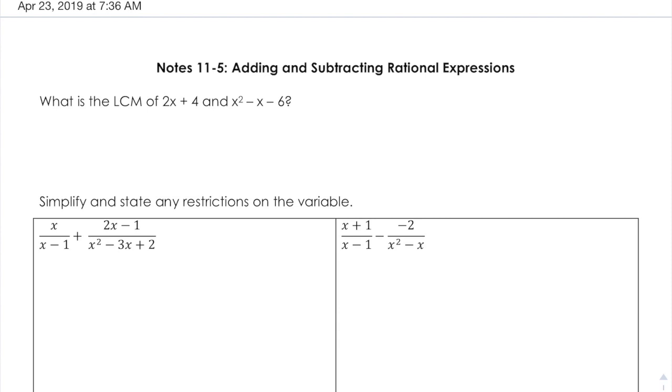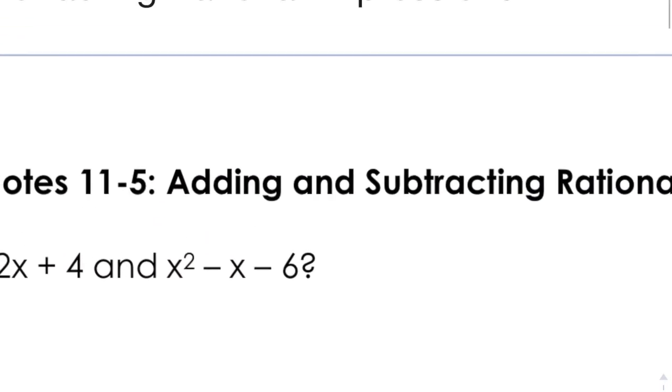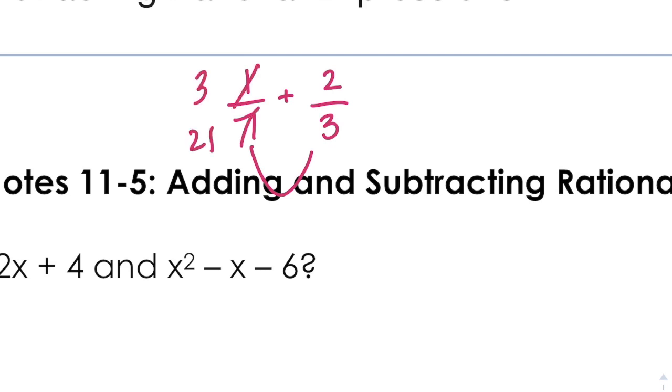So the first step in adding and subtracting rational expressions is to factor them and find the LCM. If you were just adding and subtracting normal fractions, say 1/7 plus 2/3, well, 7 and 3 both go into 21. So I'm going to multiply 1/7 by 3 and 3, so I get 3 over 21, and I'm going to multiply 2/3 by 7 and 7, so I get 14 over 21. And then I can add 3 plus 14 is 17 over 21. But that LCM, least common multiple, is 21.